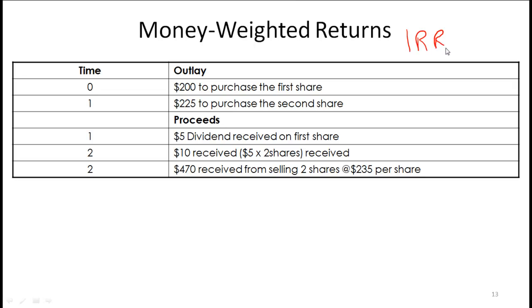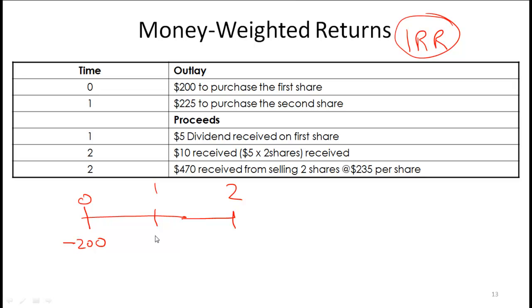And as I said earlier, this basically applies the IRR concept. So take this example. Let's take a 2-year investment horizon. So let's draw our timeline. At time 0, you take $200 to purchase the first share. Negative sign because this is a purchase.